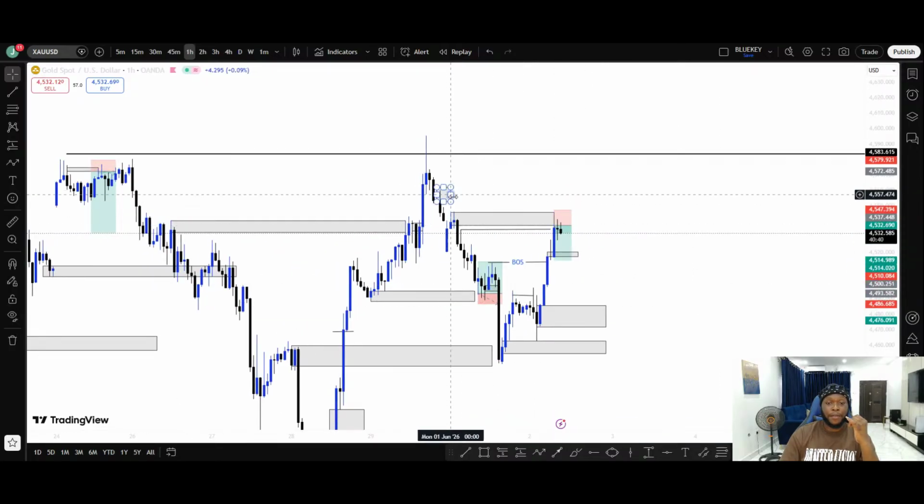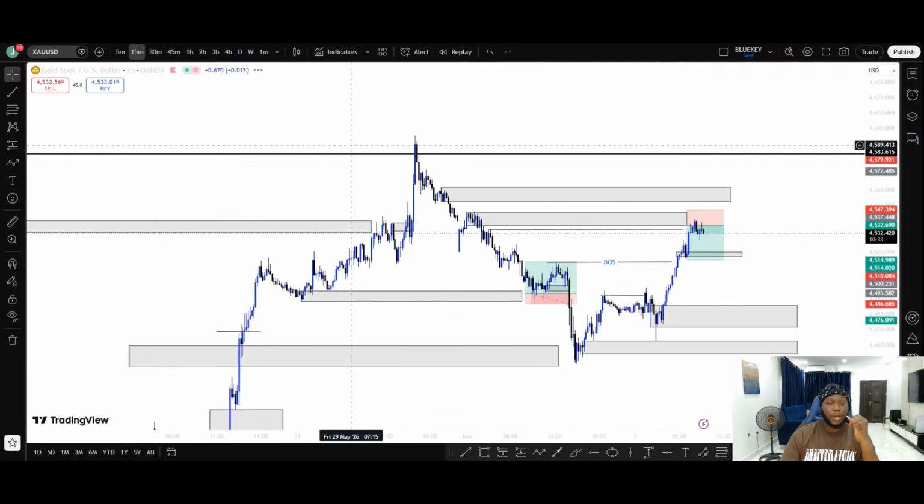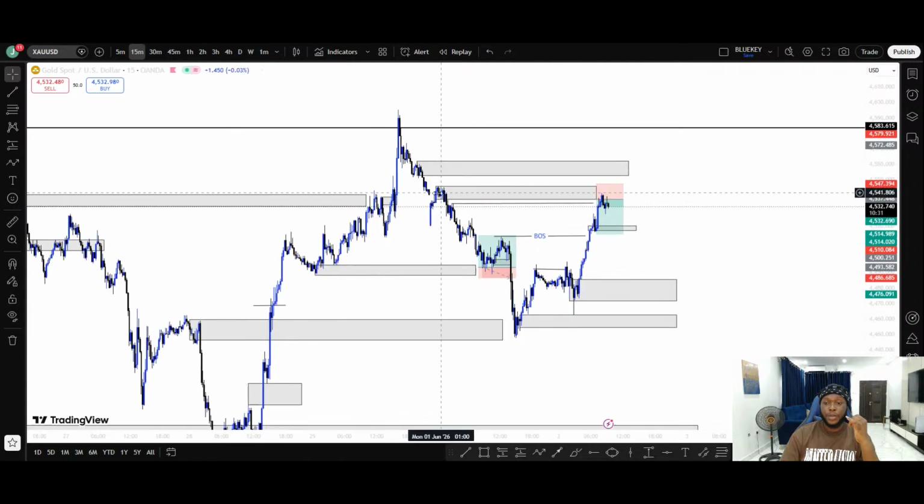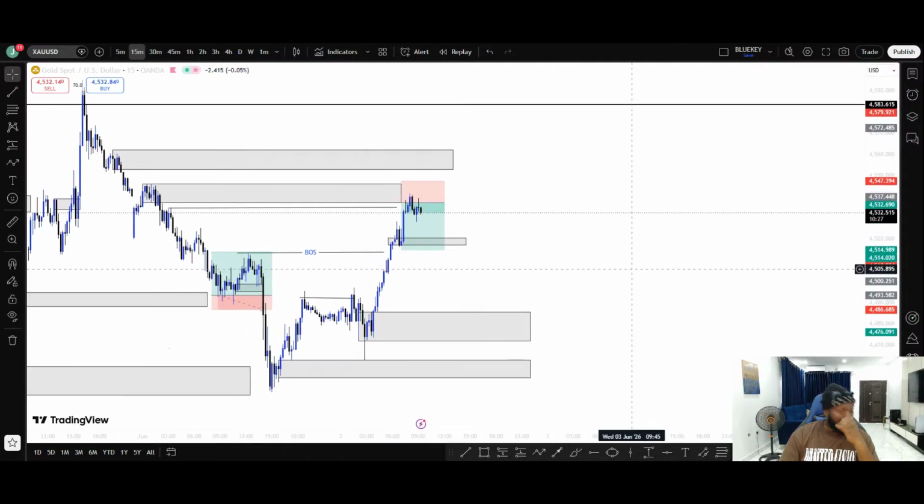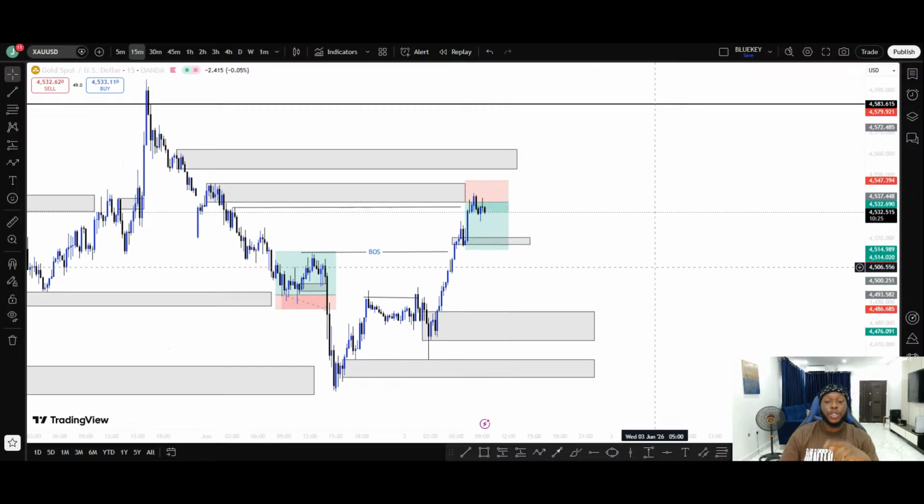Now remember, we have another zone right here above this. If you come to the 15 minutes, you will see it clearly, right? So all these are zones that the market will react to. So yeah, New York session is going to give us a different pull.